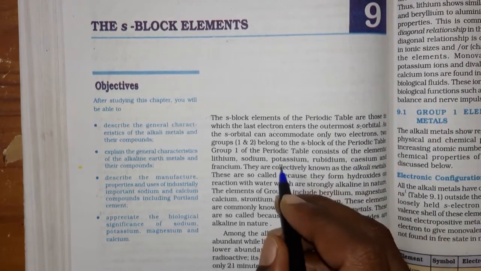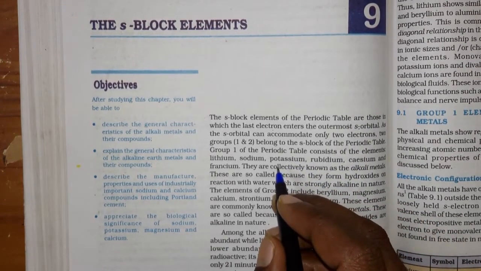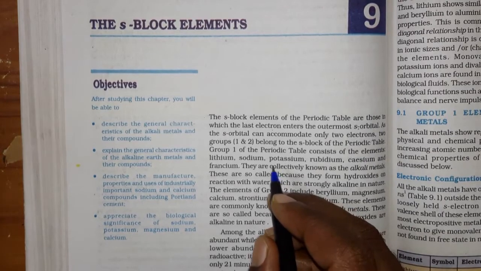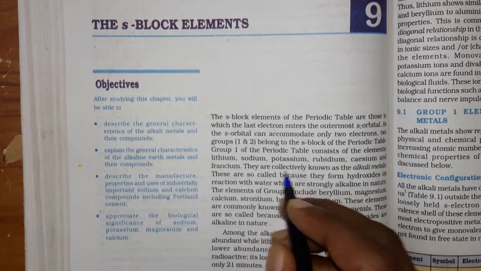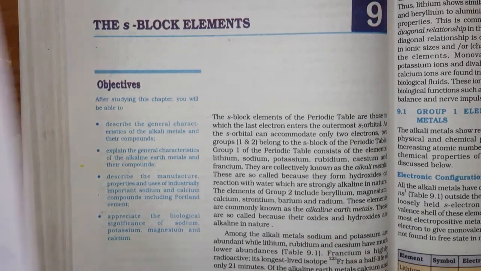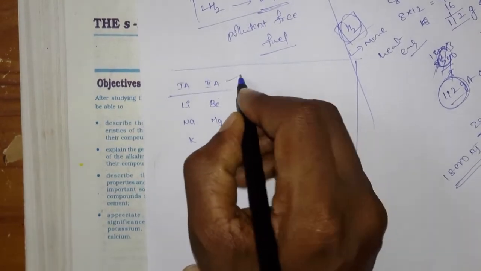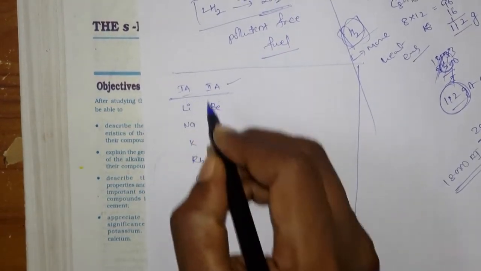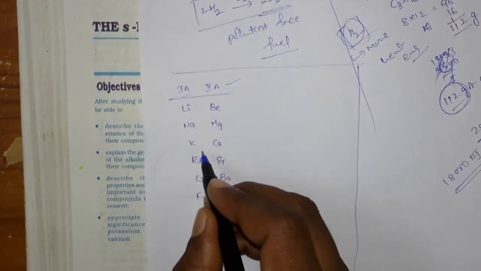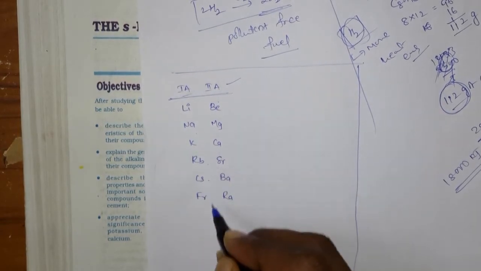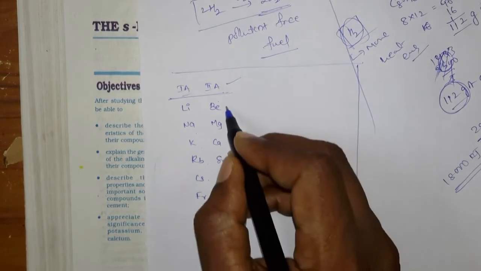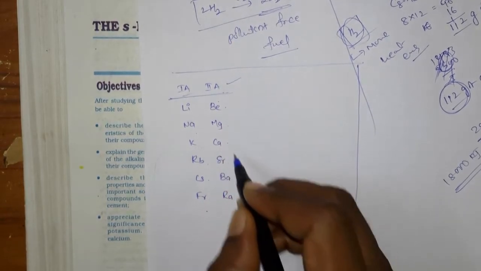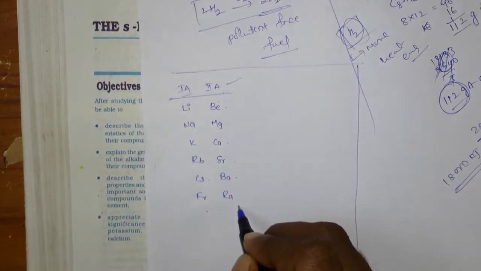And how many types? The S-blocks are generally two, that is group 1 and group 2 elements, which you can simply call 1A and 2A. The first A group of elements are lithium, sodium, potassium, rubidium, cesium and francium, and the second A group of elements is beryllium, magnesium, calcium, strontium, barium and radium.